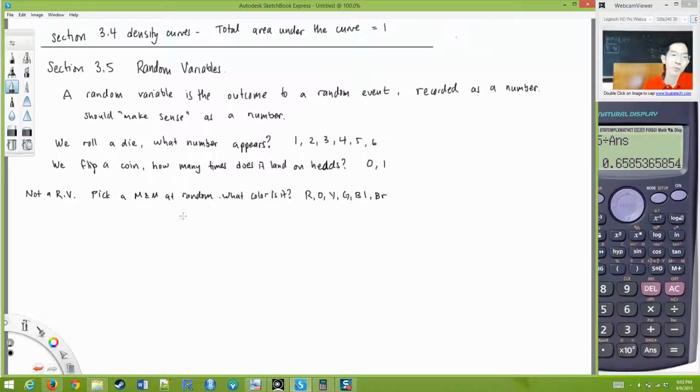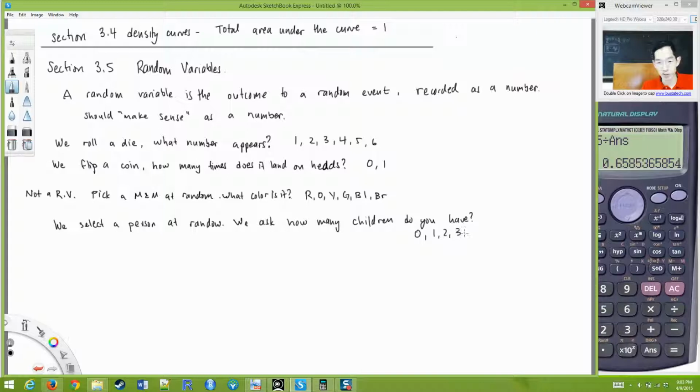So these are examples of random variables. We can also do, so these would be discrete cases. Another example of a discrete case would be we select a person at random, and we ask, you know, how many children do you have? Okay, and you would get some answers: 0, 1, 2, 3, etc.